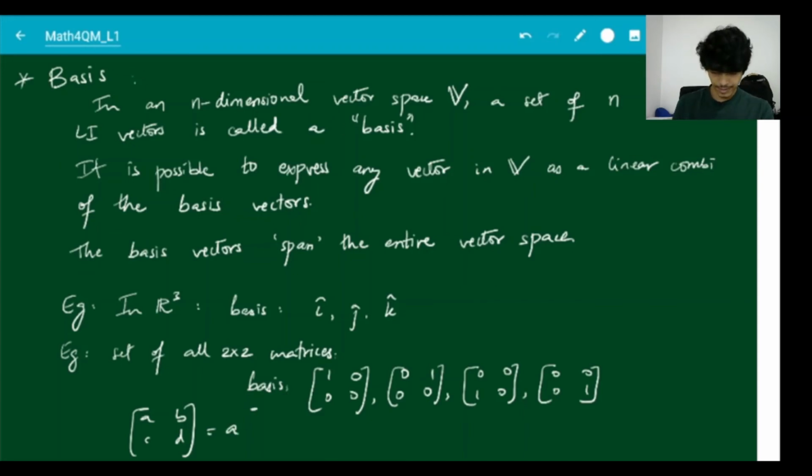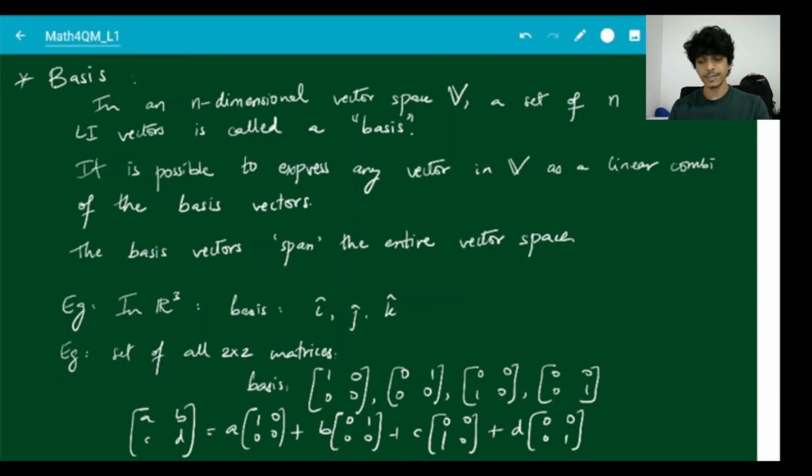I can say it is A times [1 0; 0 0] plus B times [0 1; 0 0] plus C times [0 0; 1 0] plus D times [0 0; 0 1]. So again, these 4 vectors, which I have chosen as my basis vectors, span the set of all 2 cross 2 matrices, or they form a basis of the set of all 2 cross 2 matrices. Or it is possible to write any 2 cross 2 matrix as some linear combination of these 4 basis vectors.